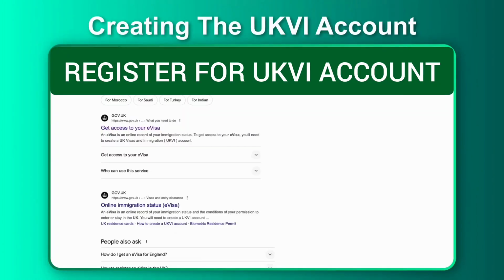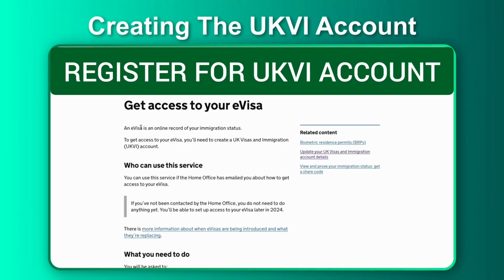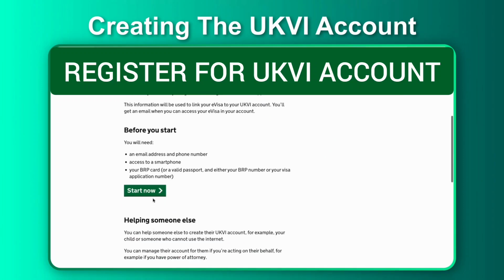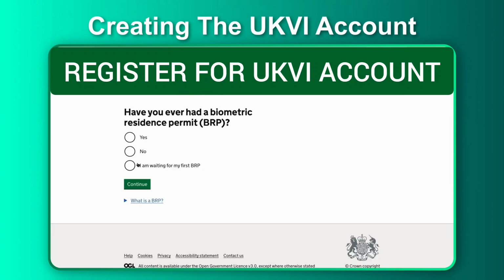For this, you will search in Google UK e-visa apply. You will go to the gov.uk website to create your UKVI account. Then you will scroll down and click on Start Now. Here you will be asked whether you have a biometric residence permit, BRP. So if you have one, you will click Yes and click Continue.